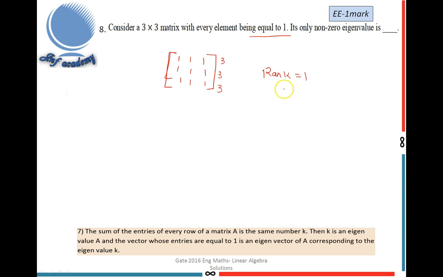So only one eigenvalue of the matrix is non-zero. The other two eigenvalues are 0. So clearly I say two eigenvalues are 0, and only one eigenvalue is 3. This is the only non-zero eigenvalue. So the answer is 3.